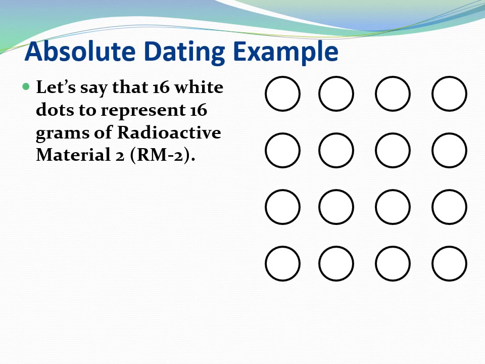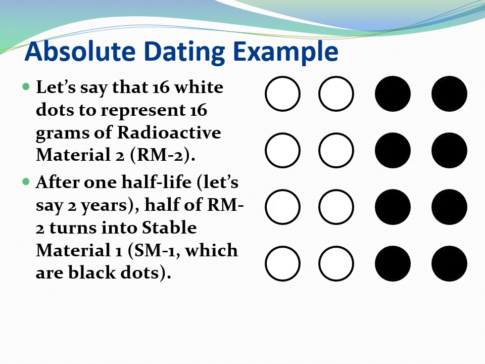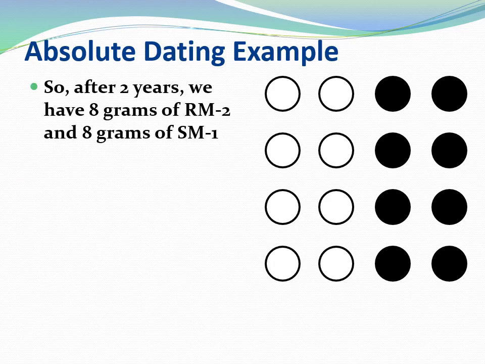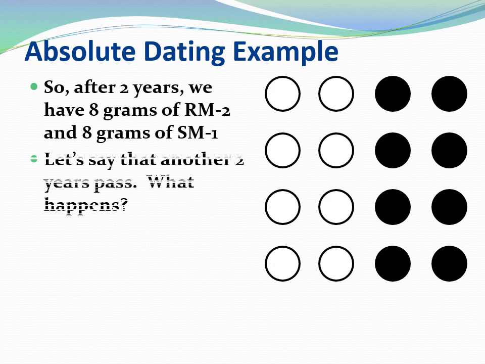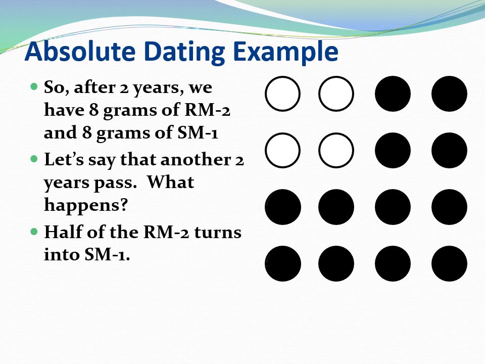I have an example to show this. Let's say we have 16 grams of this radioactive material, and each of these dots represents 1 gram, and we'll call the radioactive material Rm2. After 2 years, which we'll consider our half-life, half of the material will transfer over and become more stable. That material is still there, it doesn't disappear, but we have 8 grams that have become stable material. The other 8 grams are still radioactive. Continuing in this process, after another 2 years, another half becomes stable. So after 2 half-lives, we now have 4 grams radioactive, and 12 grams of stable material.